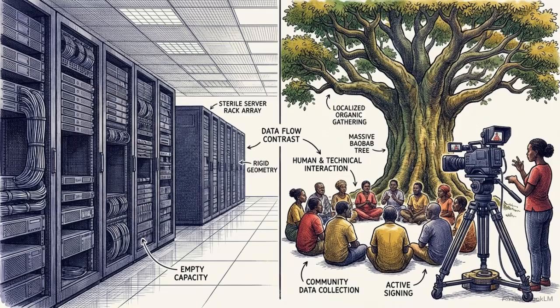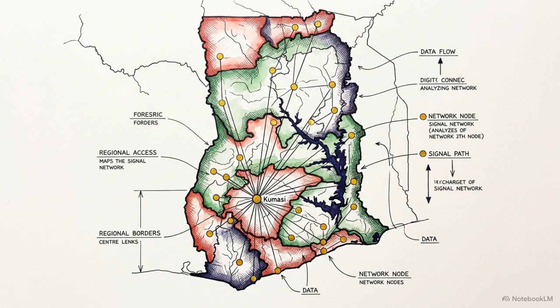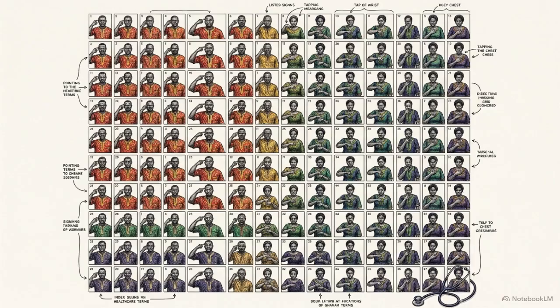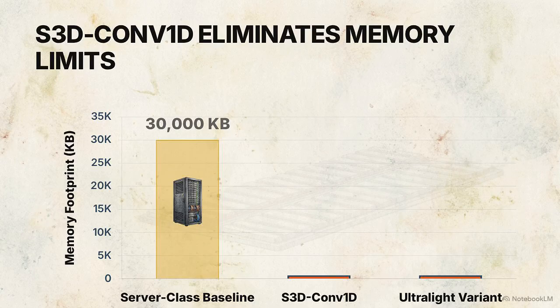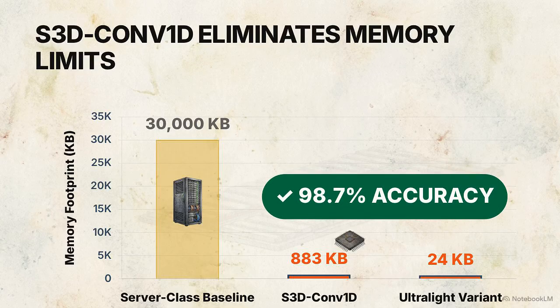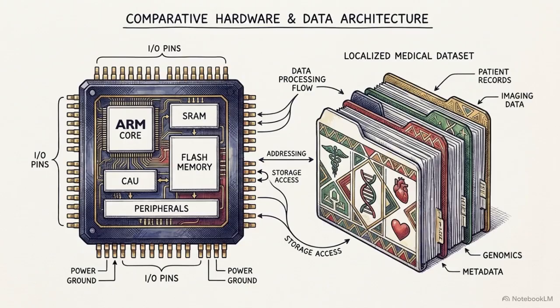Successfully building offline edge AI requires bypassing standard internet scraping and building domain-aware, hyper-localized datasets directly with the target community. For SignTalk, that meant physically collaborating with deaf individuals and healthcare workers across Ghana to collect and annotate 10,000 specific healthcare-related Ghanaian Sign Language video samples. When the S3D Conv1D model is calibrated with this localized data, it compresses down to 883 kilobytes and just 24 kilobytes in its ultralight variant, while maintaining 98.7% integer-based accuracy. Achieving true real-time offline edge deployment is only half an architecture problem. It is equally a localized data collection problem.